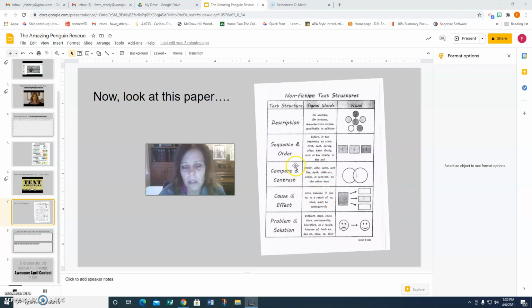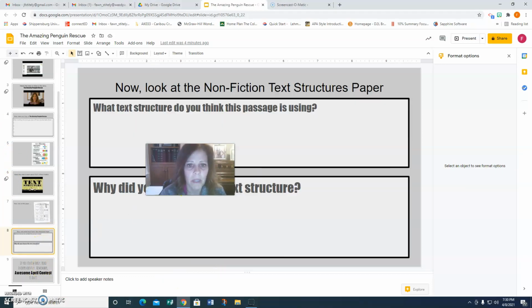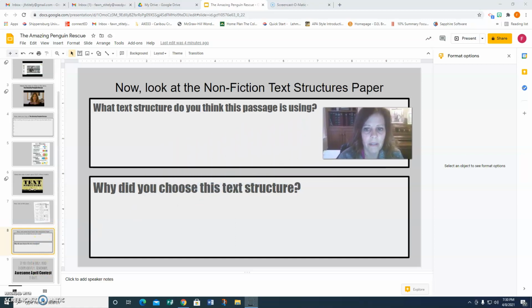So if you're not exactly sure what the text structure of something might be, you can take a peek at these signal words in each of these. This is a graphic organizer that is outlining example signal words that you might see for each of these. So using these signal words and rereading the passage again, or skimming and scanning, I want you to see if you can determine what you believe the text structure is of The Amazing Penguin Rescue, and then tell me why you chose that.